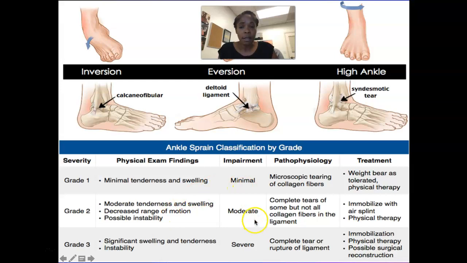Okay. All right. For impairment, it's going to be more moderate. So in other words, they may not be able to walk without a limp. Does that make sense? They may not be able to walk without pain. Yes. They may not be able to participate in sports. And what we know about this particular ankle joint is that there are absolutely tears, not microscopic, large tears in a ligament and or 2.